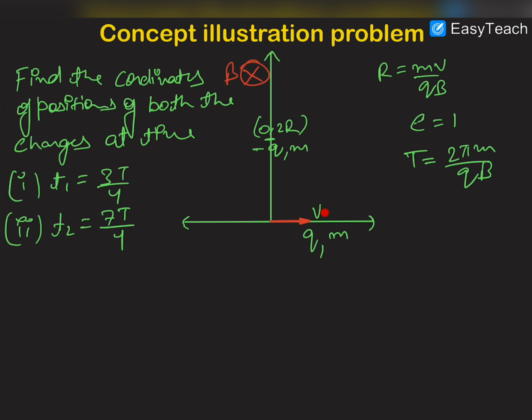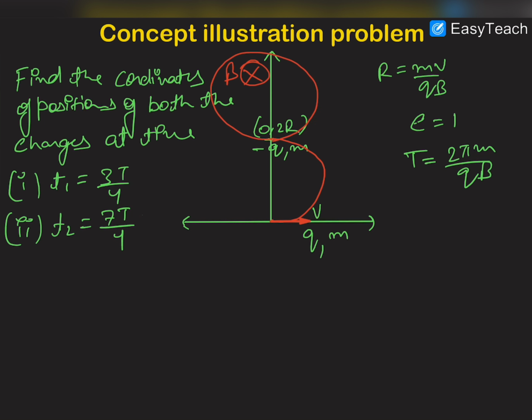So this particle will be at rest after collision at this position, and this minus q charge will start to move with velocity v in this direction. Due to the fact that this minus q charge is negatively charged, the magnetic force acting on this charge will be in the upward direction, so it will go in a circular path like that.